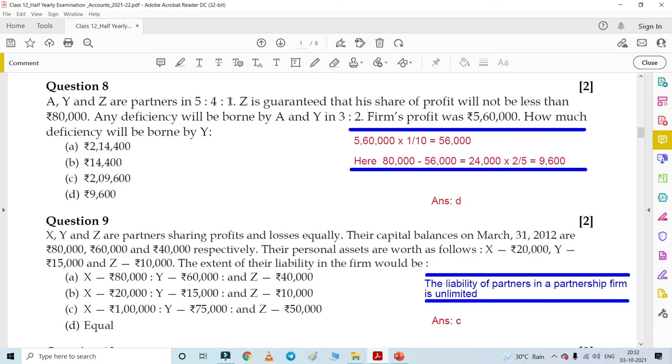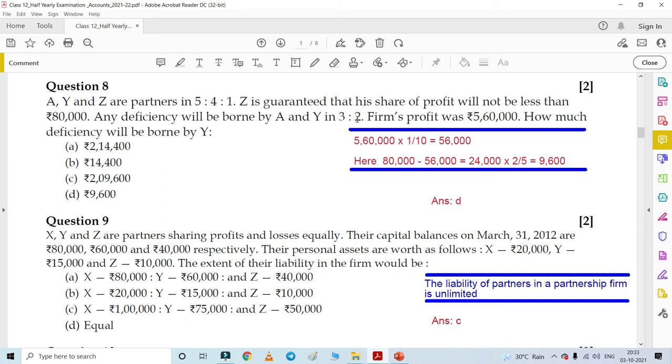Now Z's share is how much? 1 by 10, because 5 plus 4 plus 1 is 10. So 1 by 10th of 5,60,000 is 56,000. Now as Z is getting 56,000, that means there is a deficiency of 24,000, because he was supposed to get 80,000. When we deduct this 56,000 from 80,000, this 24,000 is the amount which Z is supposed to get from A and Y in the ratio 3:2.